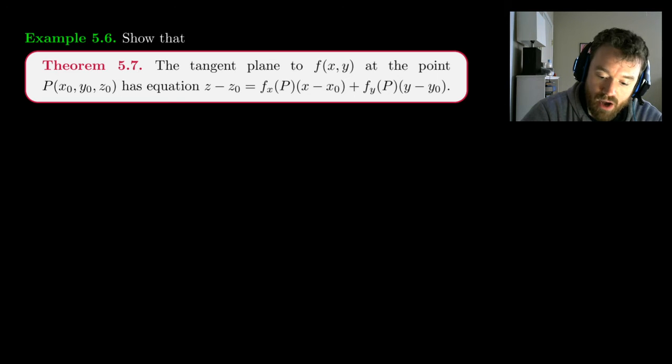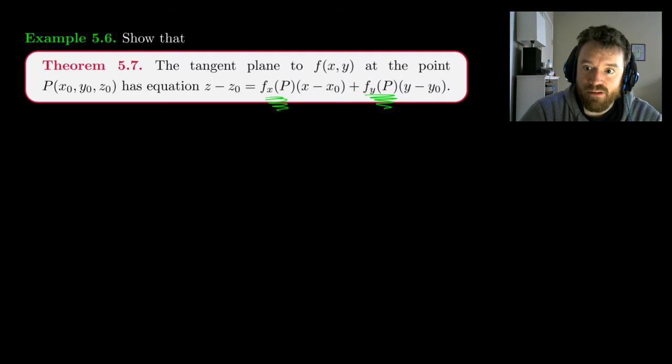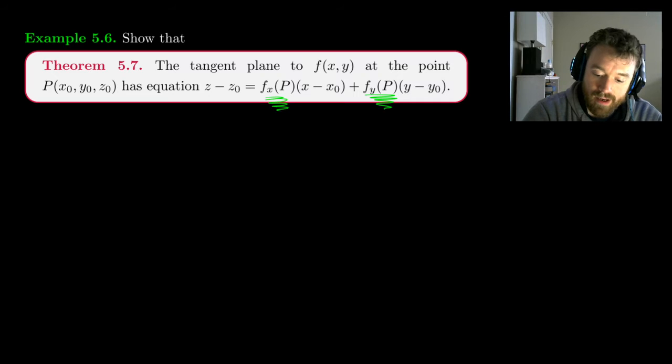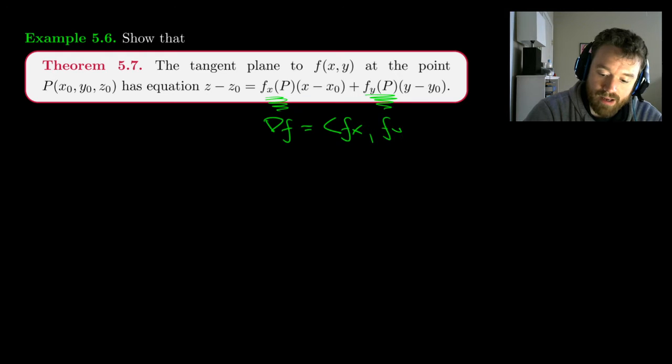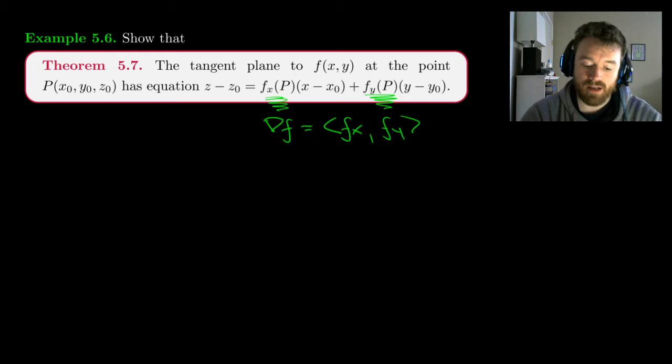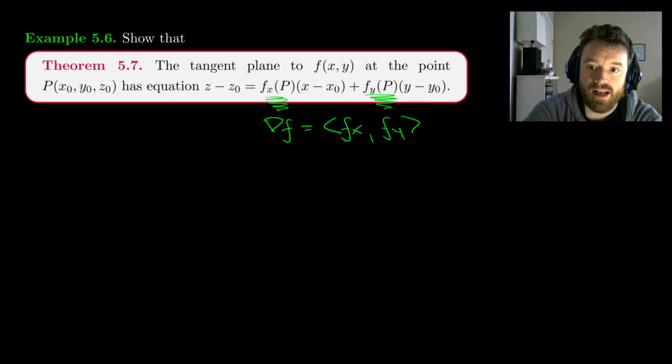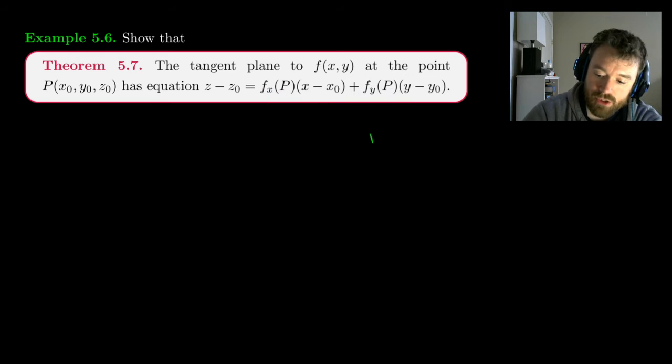If I know my function, I only have to find fx and fy, and I'll have an actual equation for my tangent plane. Or if I have the gradient of this thing, I'll have fx, fy. If I have the gradient of my function at a point, then I automatically get for free the tangent plane. So I want to show this. So let's try and show this.